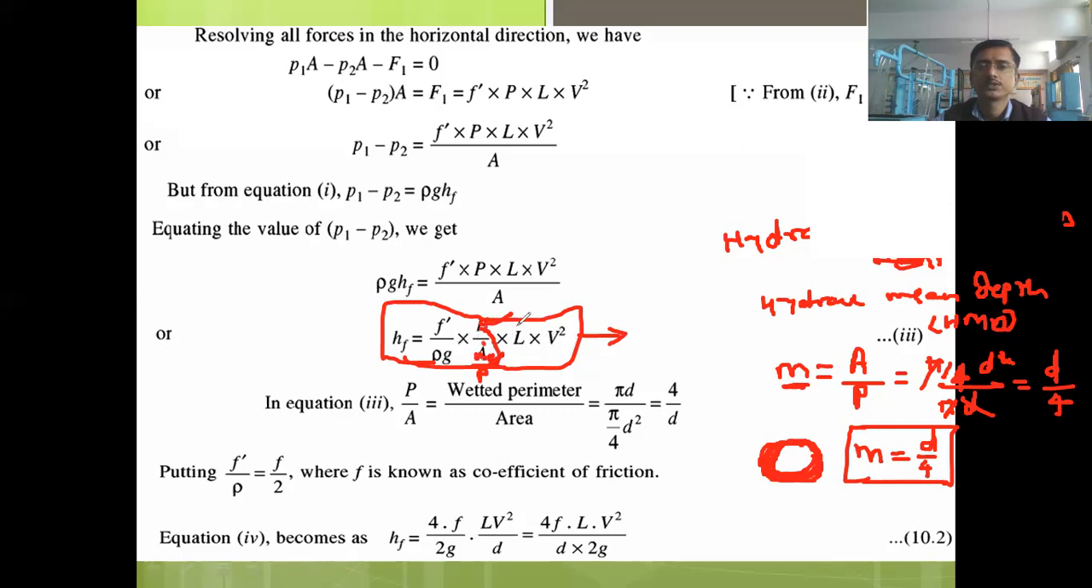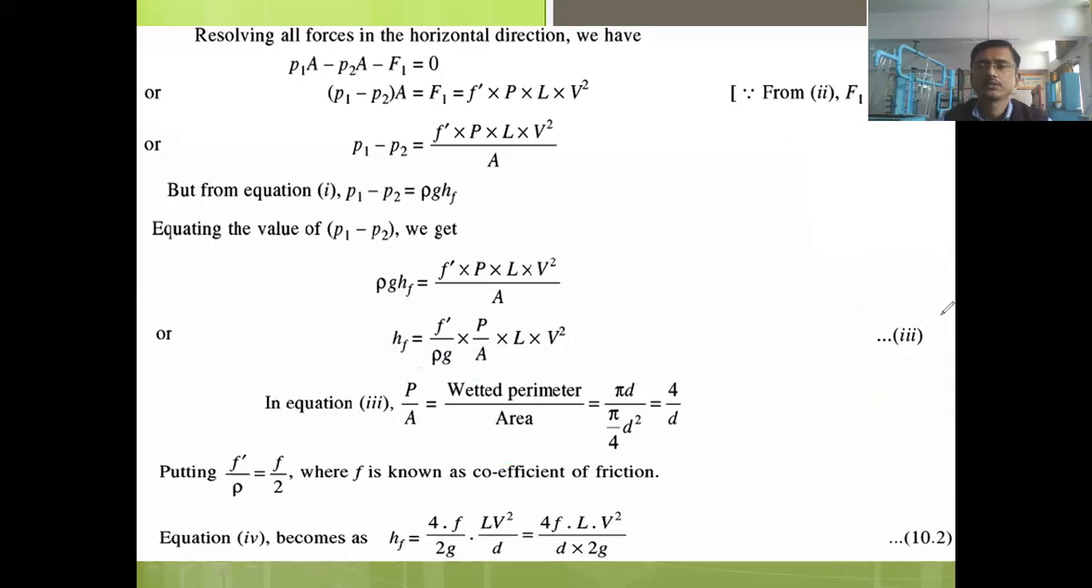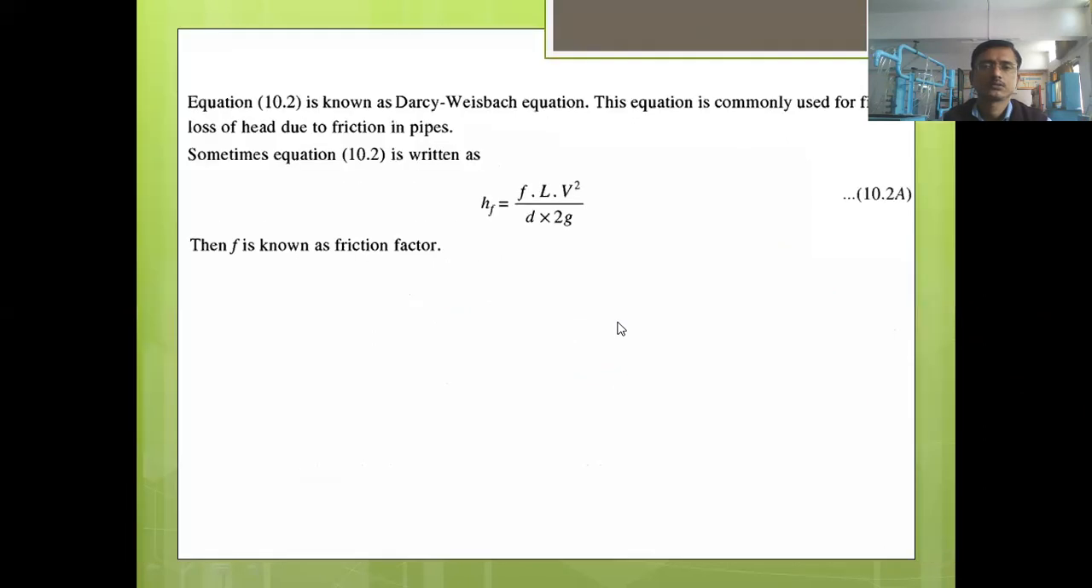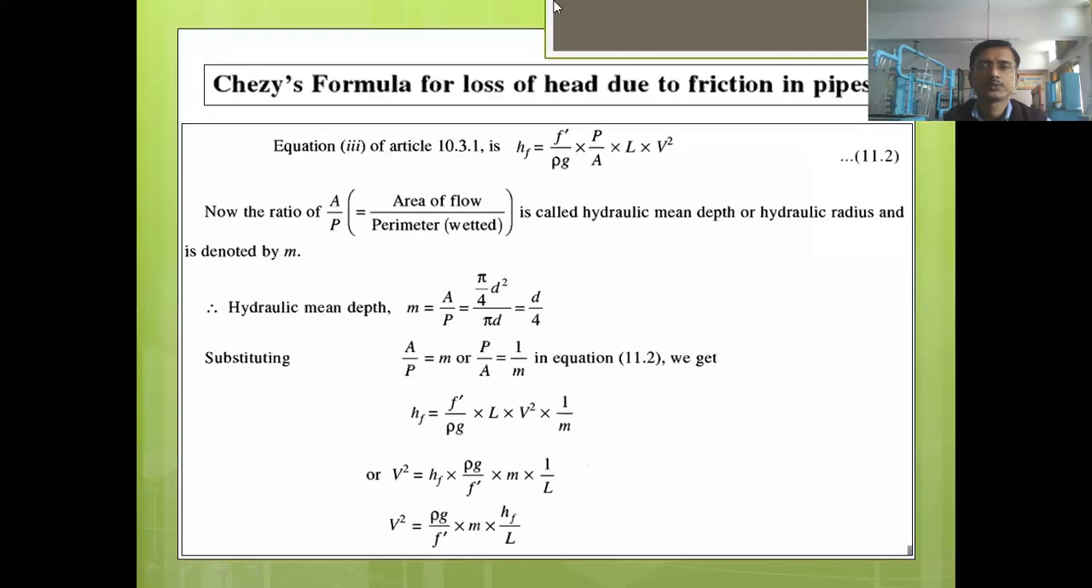Okay, so in this equation I am going to put 1 upon m. Let us see here Chezy's formula for the head loss due to friction. Here you can see that equation directly has been taken. hf is equal to f dash upon rho g into p upon a into L into v square. This a upon p is also called the hydraulic mean depth, or the hydraulic radius, and it is denoted by the letter m.